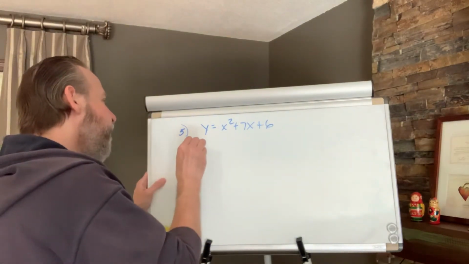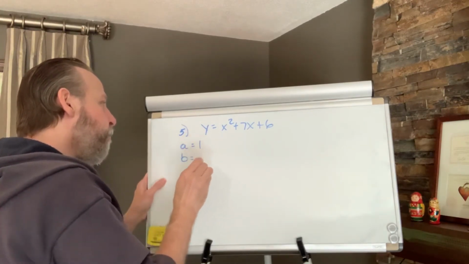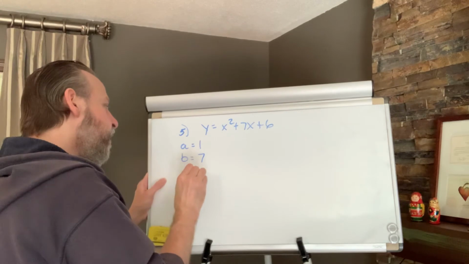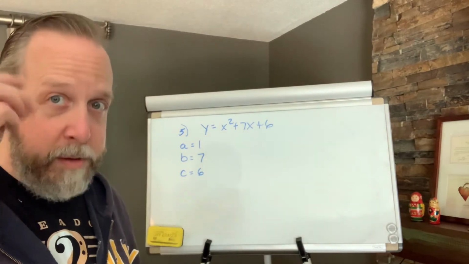Once again, I'm going to identify A, B, C. Now, A, again, is 1. It's not always, but it is in these examples so far. B is 7, and C is 6. Again, keep in mind, if it said minus, they'd be negatives, but it didn't.